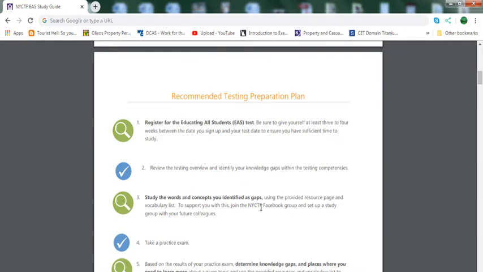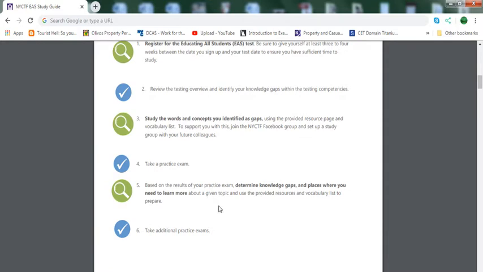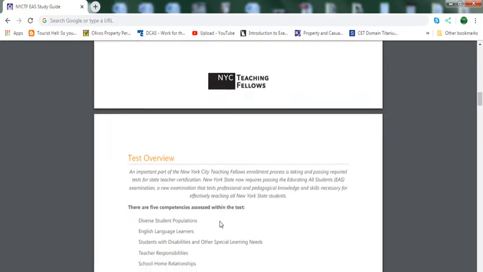Review the testing overview and identify your knowledge gaps within the testing competencies. Study the words and concepts identified as gaps. Take a practice exam. Basically what they're saying is, before you go take the test, make sure you study the material and take a practice exam. Once you take the practice exam, whatever questions you got wrong or are having problems with, study that topic, because that's how it is. Let me see what they talk about over here.